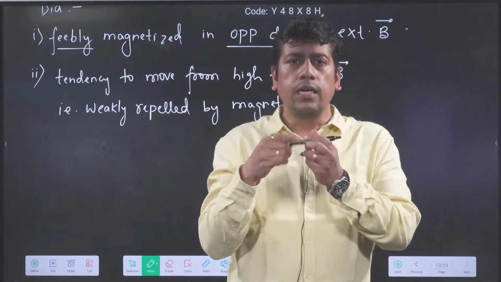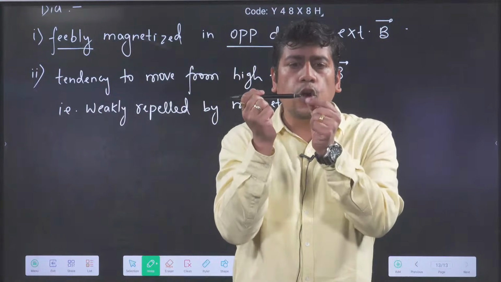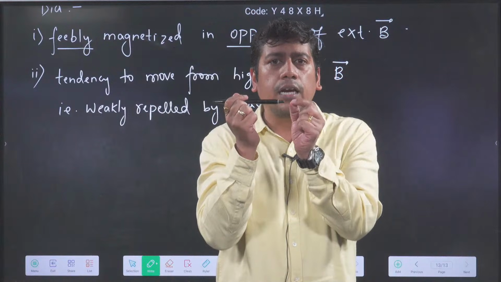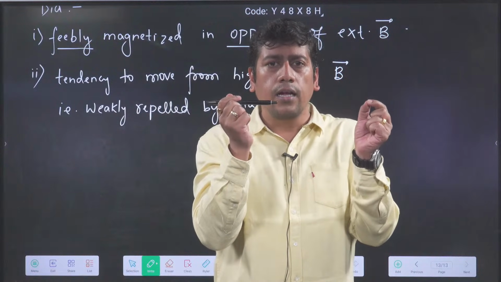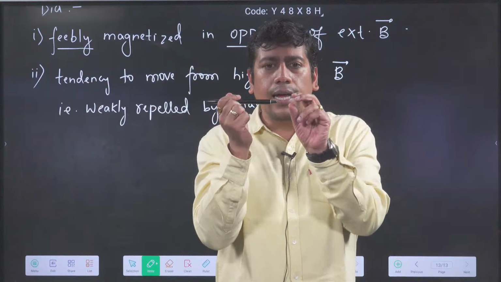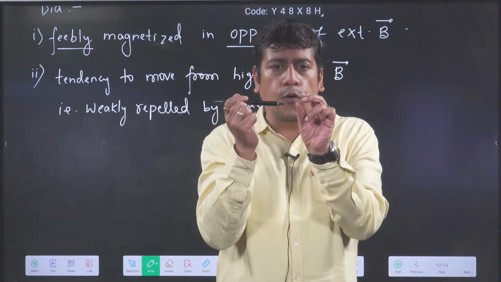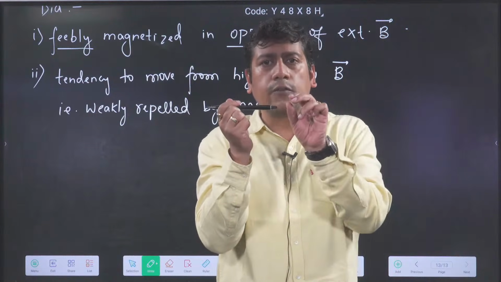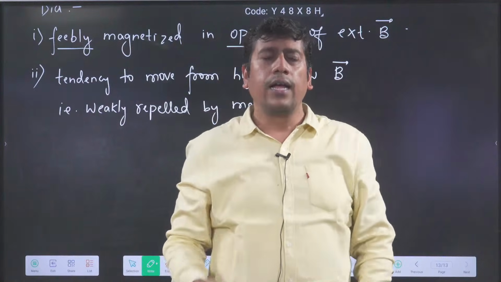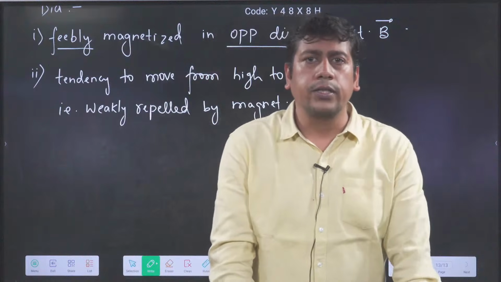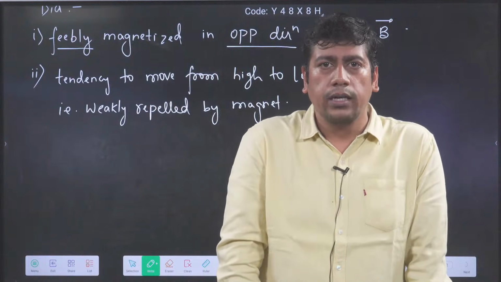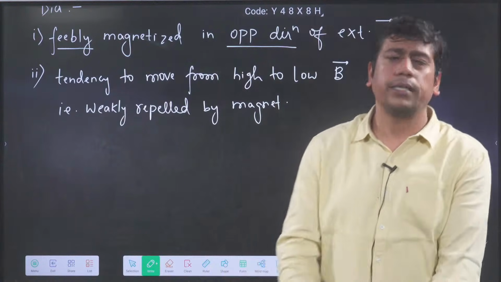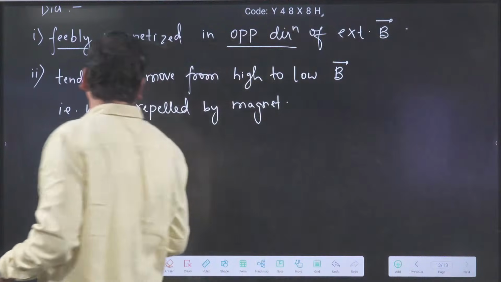Why? Because if there is a magnet here, then here is strong magnetic field, and when you go away from the magnet the field will decrease. So near the magnet, high magnetic field, here low magnetic field. That means a variable magnetic field. So any diamagnetic substance will have a tendency to go from high magnetic field to low magnetic field. That's why it is going away from the magnet. And that's why we say that diamagnetic substances are weakly repelled by the magnet.